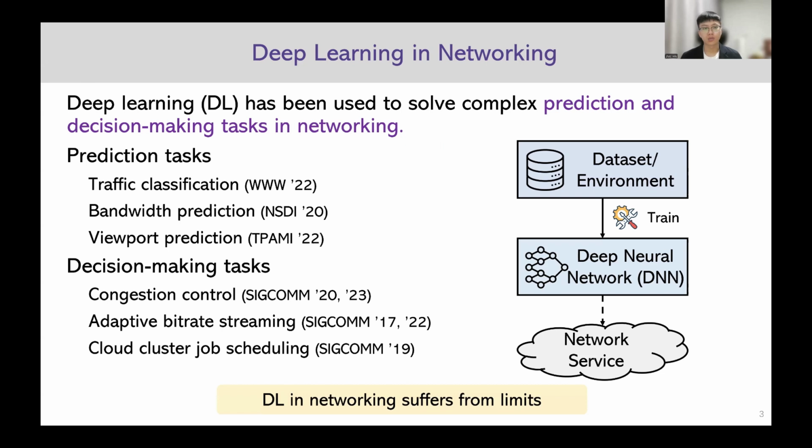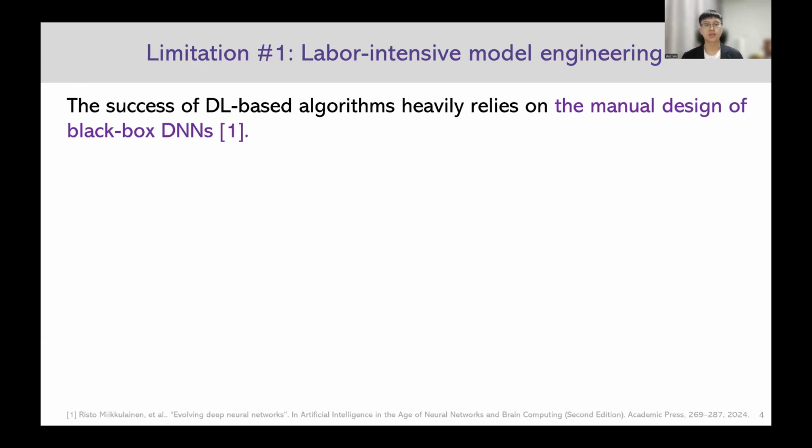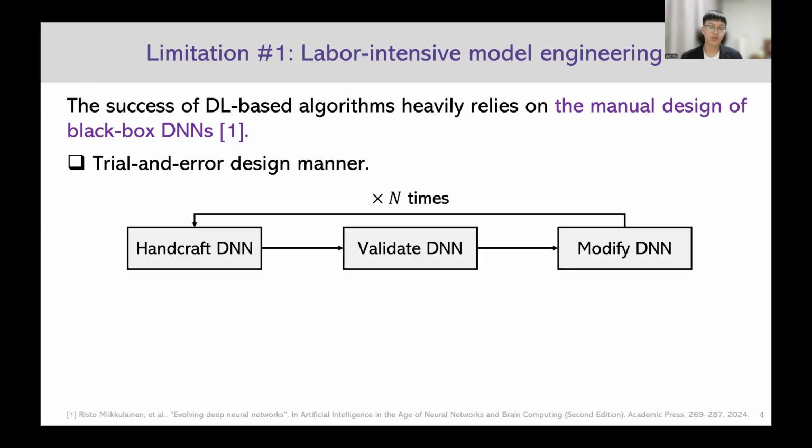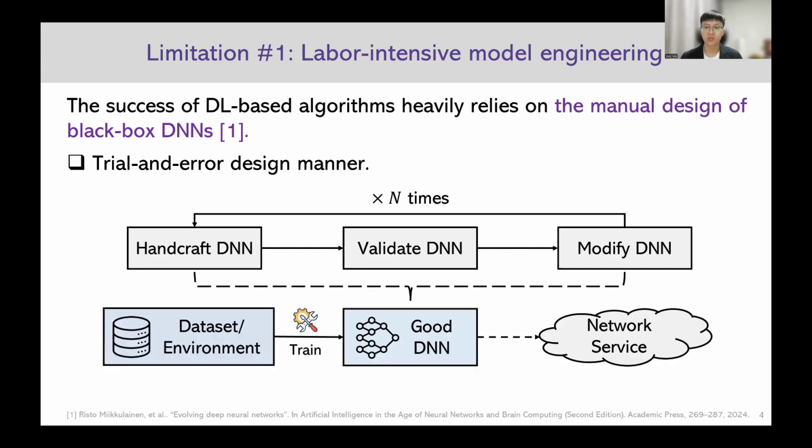Unfortunately, although there are so many DL-based researches in networking, they still suffer from several limits. The first is their success heavily relies on the manual design of DNN models. Due to the black box nature of the DNN model, the design process is done in a trial and error manner. That said, we need to handcraft a DNN model, then validate its performance. If it doesn't work, we need to modify the DNN architecture. This process will keep going until we find a good DNN architecture that works well for the network service. So the entire process can be labor intensive.